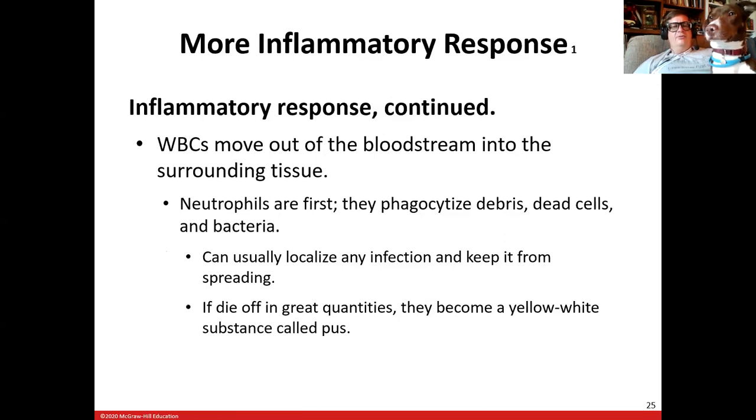All right, the inflammatory response has white blood cells moving out of the bloodstream into the surrounding tissue. We already said neutrophils and macrophages are really common. Neutrophils are first. They show up, they eat debris, dead cells, and bacteria. Usually that's enough to keep an infection in one spot and stop it from spreading. But neutrophils, because we have so many of them, also die really, really fast, really easily. And if you have huge amounts of dead neutrophils, that's what pus is. That's white blood cells, neutrophils.